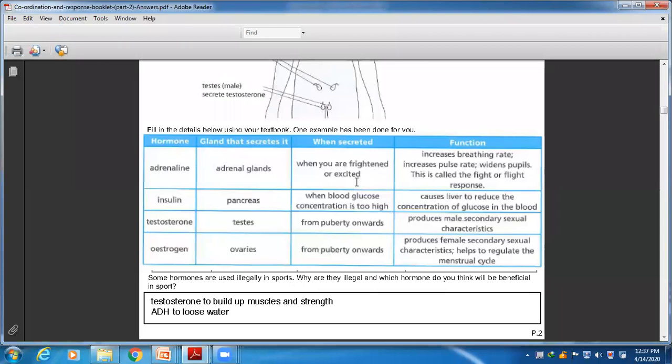Okay, so when adrenaline is produced in your body, what are the expected changes that will come in your body? The first thing is your breathing rate will increase, right? It increases pulse rate. Second, the pupil will become widened, so that you see the situation, so you see the danger, if there is, clearly. Okay, is it clear?